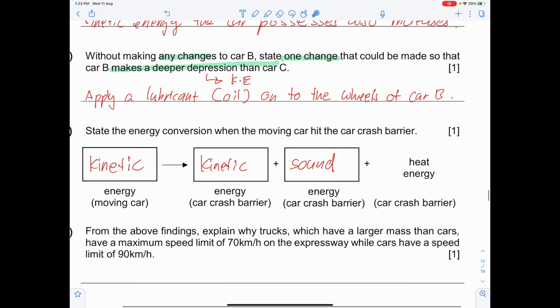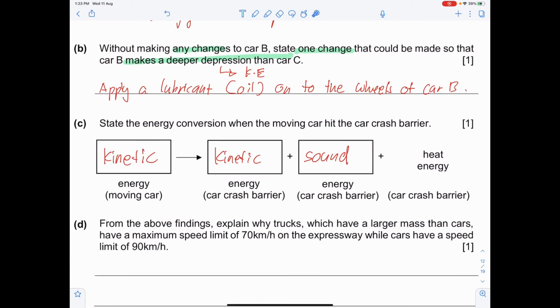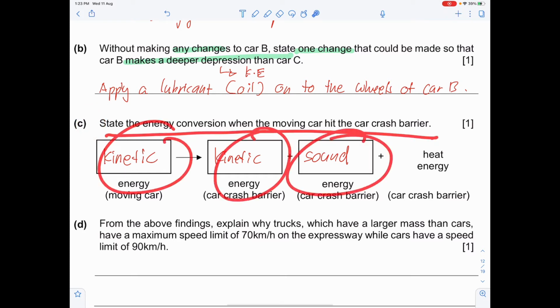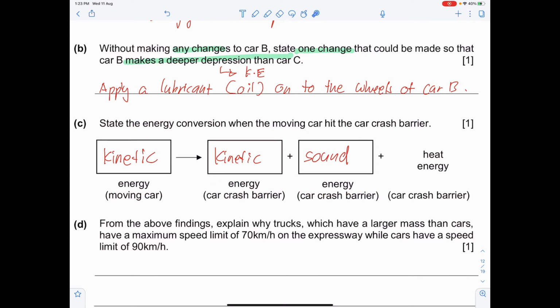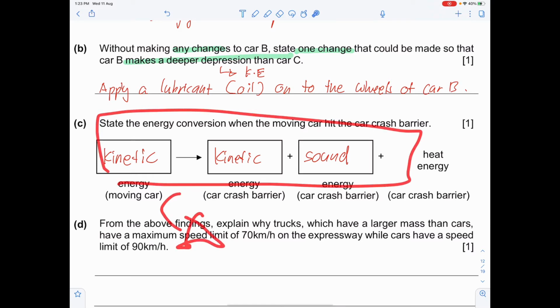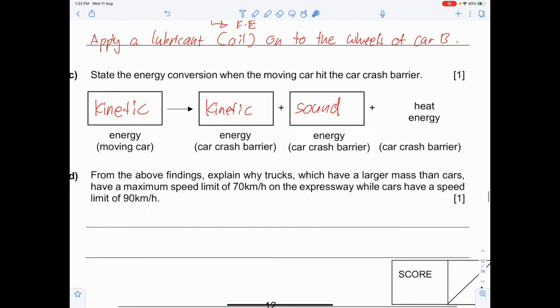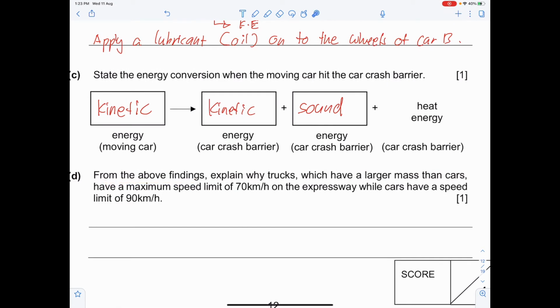Now, usually for this type of question, I must stress, I stress and stress and stress again. If in the exam they ask you to state the energy conversion, and they give you a few boxes to fill in, this is to help you answer the next question. That means you must make use of what you have here to answer the next question usually. Let me demonstrate for you. What do I mean? From the above findings, see, above findings is here. Explain why trucks which have a larger mass than cars have a maximum speed limit of 70 kilometers on the expressway, while cars have a speed limit of 90.